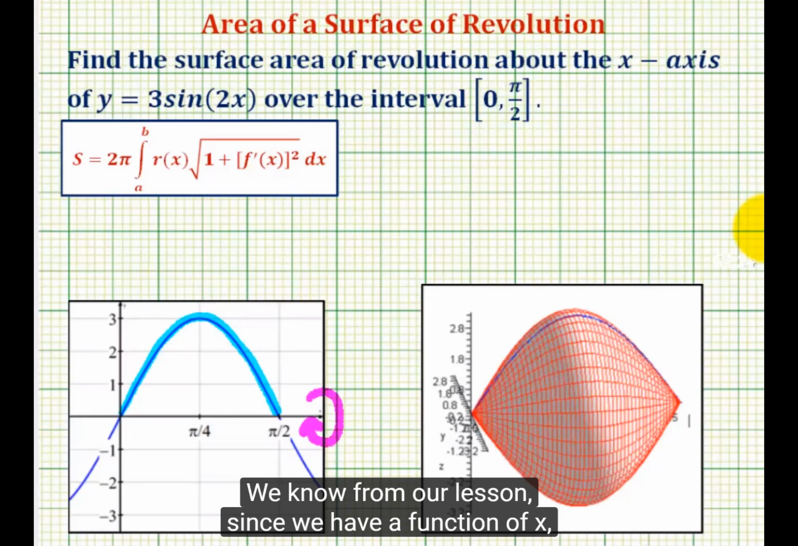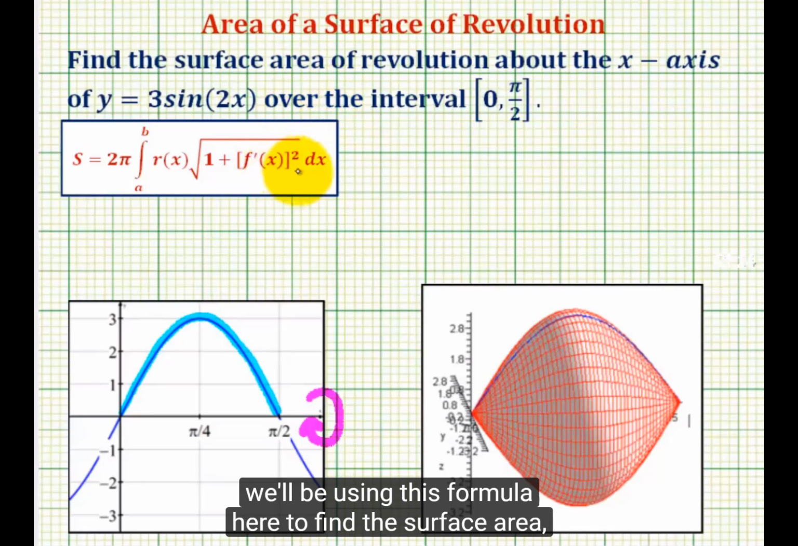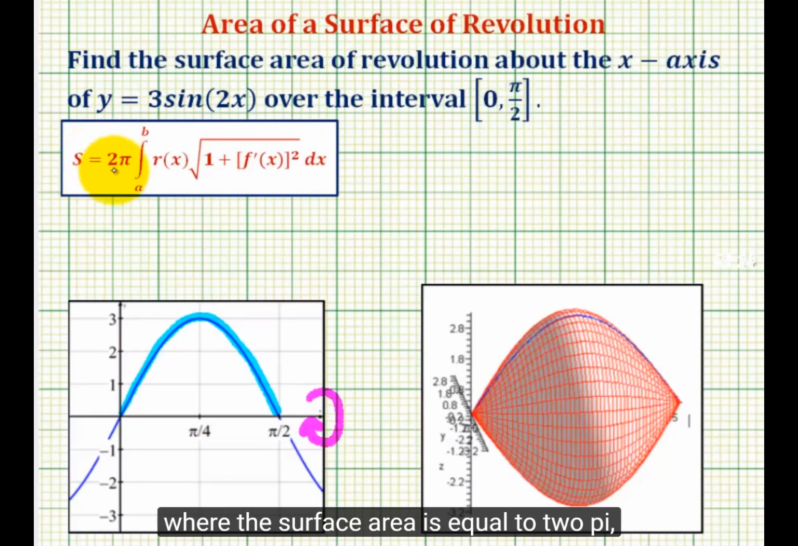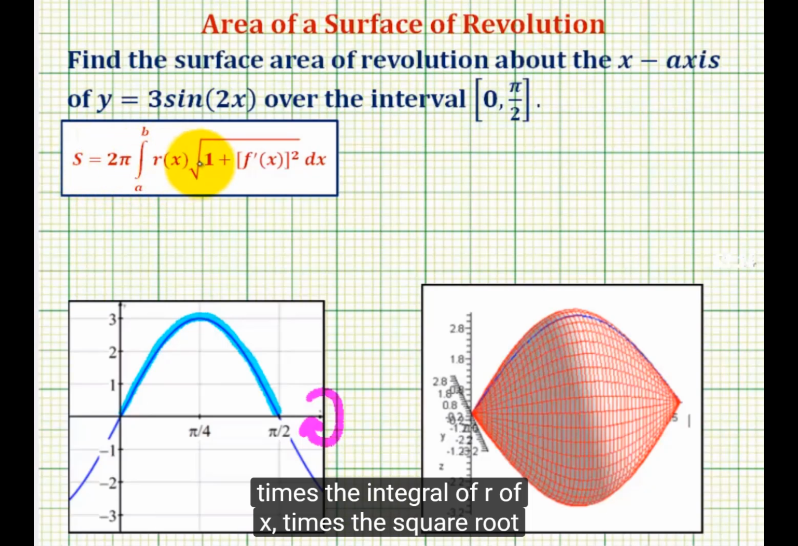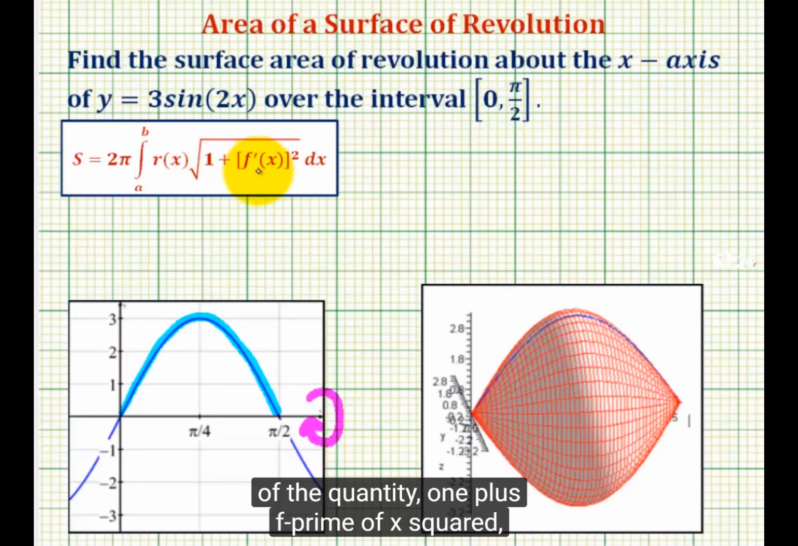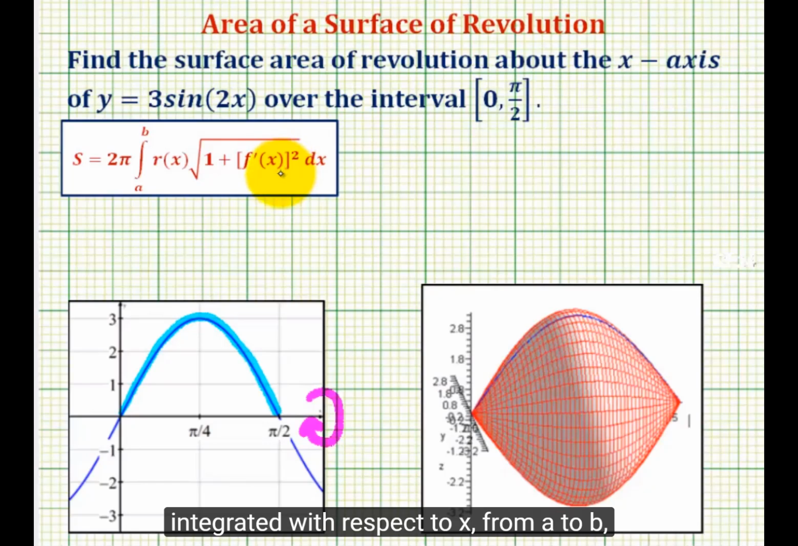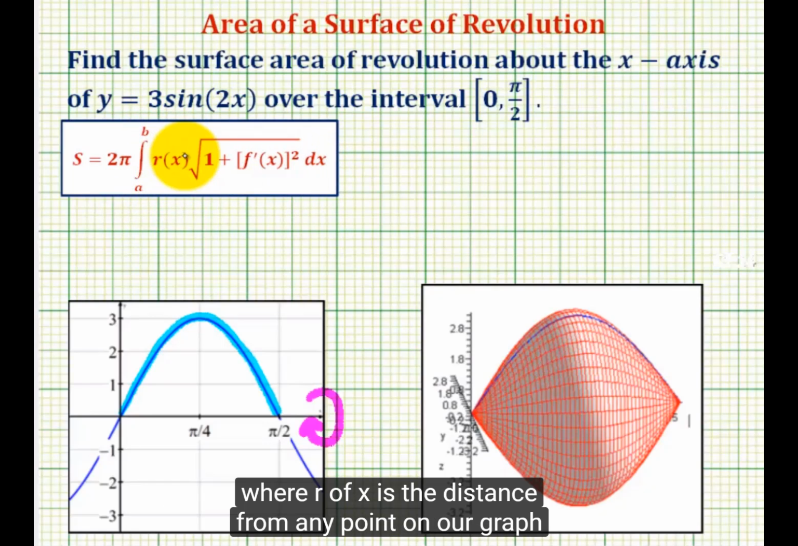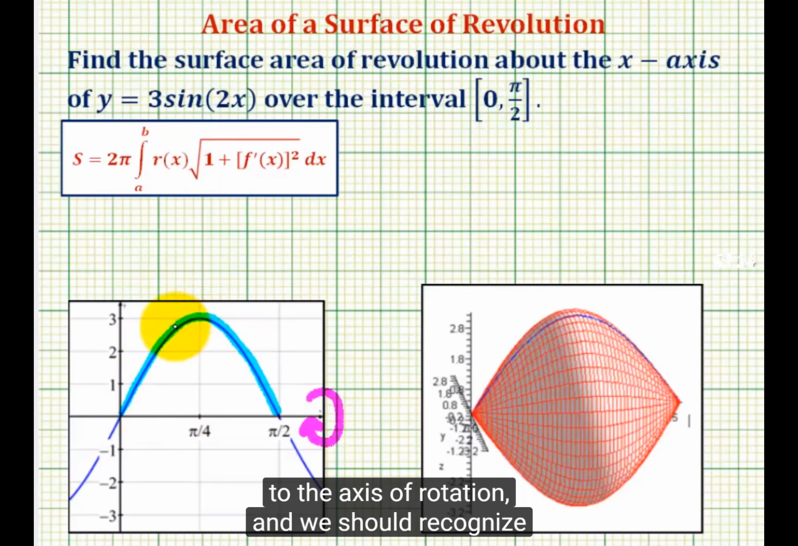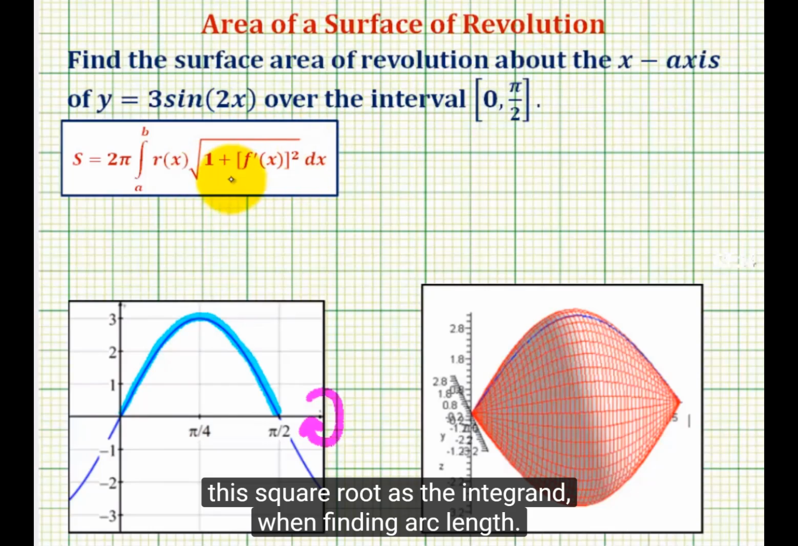We know from our lesson, since we have a function of x, we'll be using this formula here to find the surface area, where the surface area is equal to 2 pi times the integral of r of x times the square root of the quantity 1 plus f prime of x squared integrated with respect to x from a to b, where r of x is the distance from any point on our graph to the axis of rotation, and we should recognize this square root as the integrand when finding arc length.